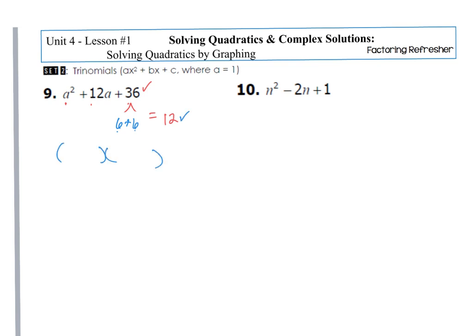We'll make two sets of parentheses. To get a squared, we would have an a times an a, so we put one a in each set of parentheses, and then plus 6 and plus 6.